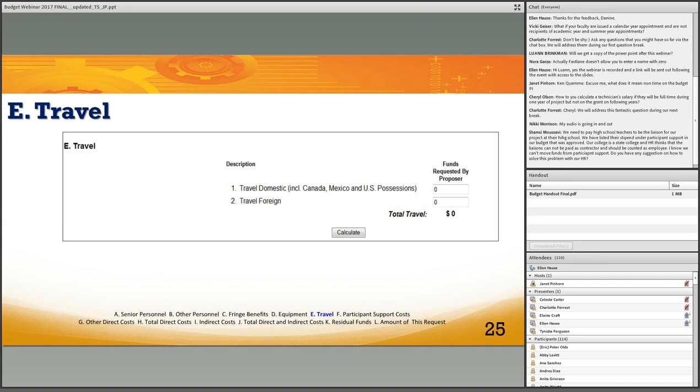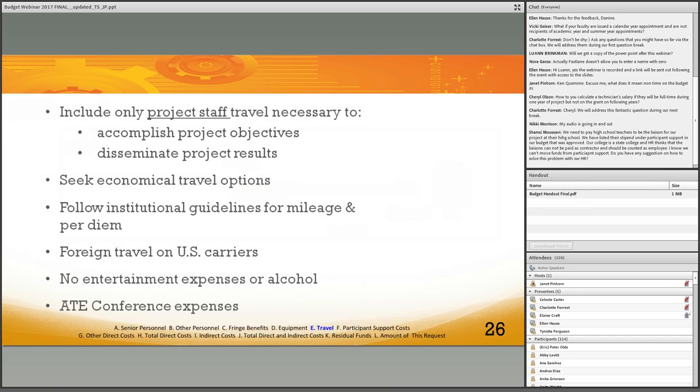You may include only travel necessary to accomplish project objectives. For example, funds may be requested for field work, attendance at meetings and conferences, and other travel associated with the proposed scope of work. Again, attendance at meetings or conferences must be necessary to accomplish your proposal objectives or to disseminate your results. So when budgeting, most institutions have their own guidelines on mileage rates and per diem, and NSF accepts these, as the budgeted travel allowance should be consistent with the policies of your organization as administrators of the grant.